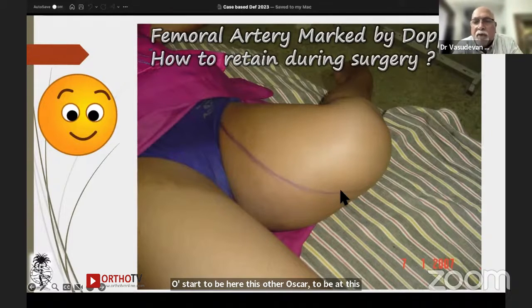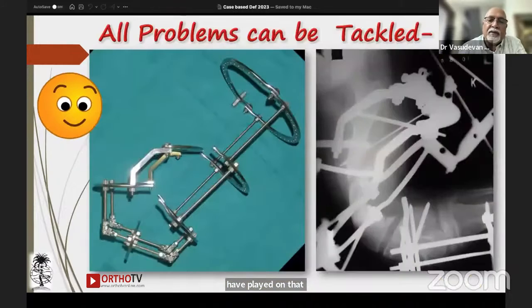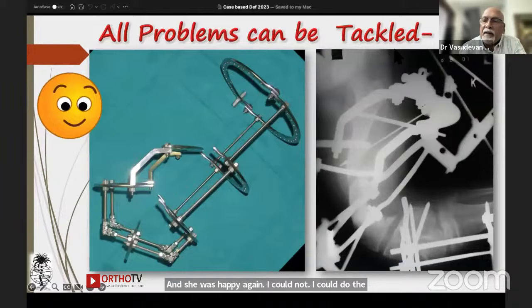As you prepare, the whole thing will go. Then my daughter told me, you can just apply henna over there. That will stay for 2 weeks. A 5 rupees henna, I applied on that, and she was happy. I could do the surgery. That was the frame, and all problems can be tackled well.